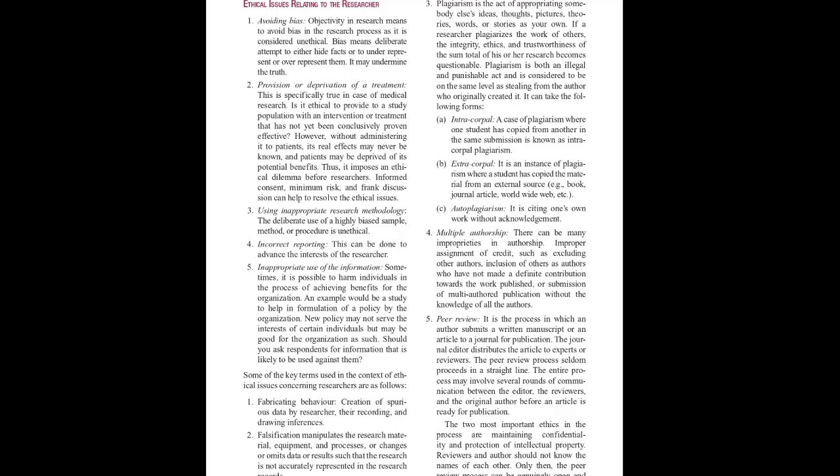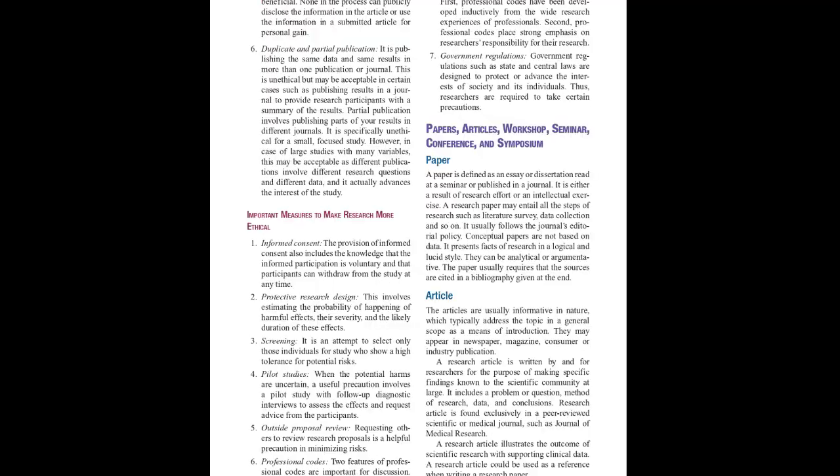The two most important ethics in the process are maintaining confidentiality and protection of intellectual property. Reviewers and authors should not know the names of each other. Only then, the peer review process can be genuinely open and beneficial. None in the process can publicly disclose the information in the article or use the information in a submitted article for personal gain. 6. Duplicate and partial publication.